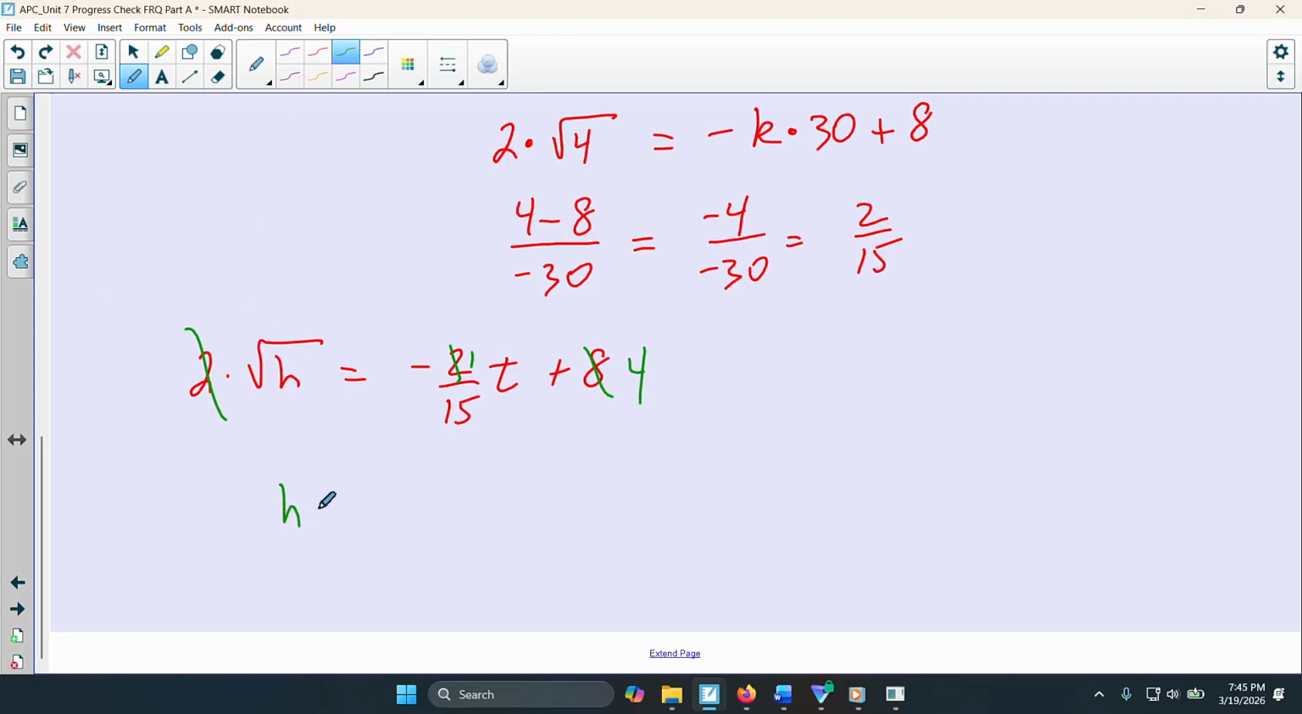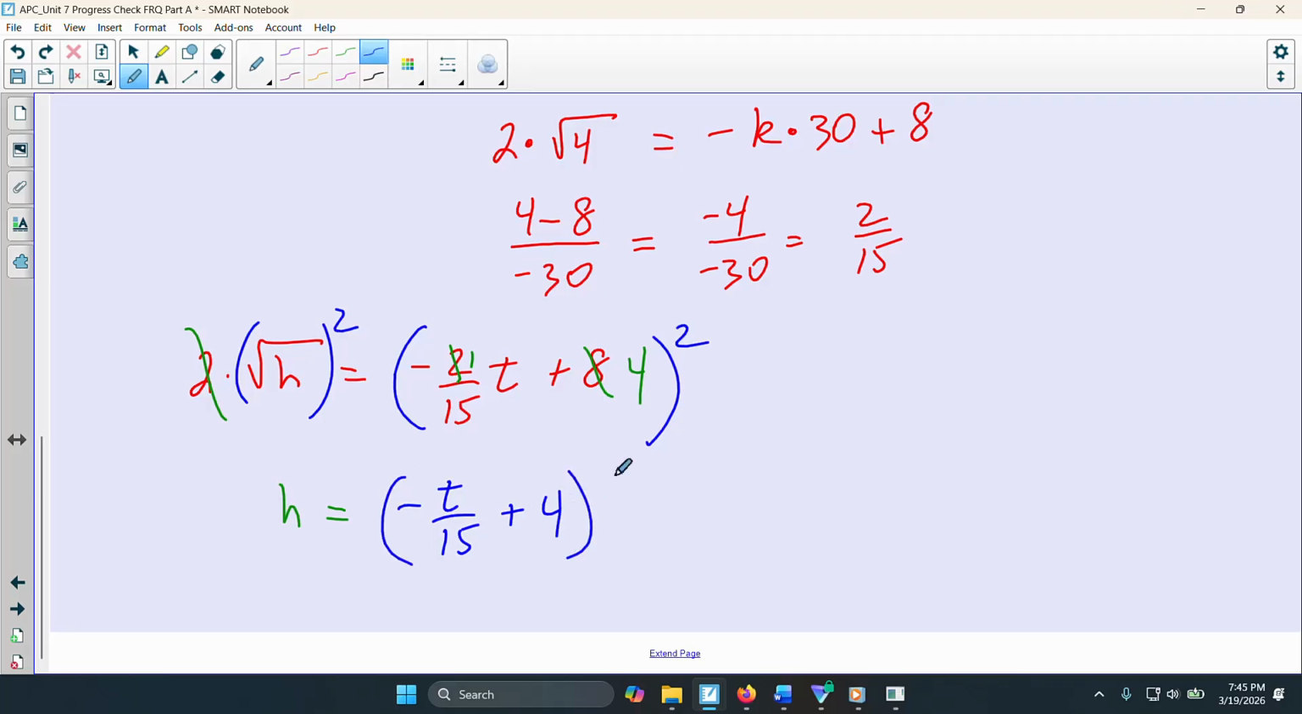So h will equal to, I'll just show this on both sides. And when I say both sides, make sure you don't do this individually. Both sides as the whole. Put parentheses and square, and just clean up a little bit. This really is what's on the inside. It looks like negative 1 over 15, which is just t over 15, and then plus 4, and squared. And that's it.